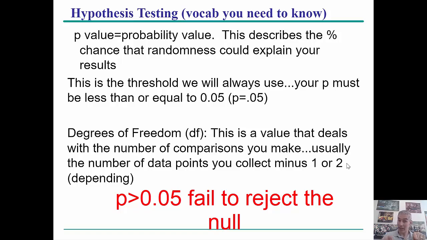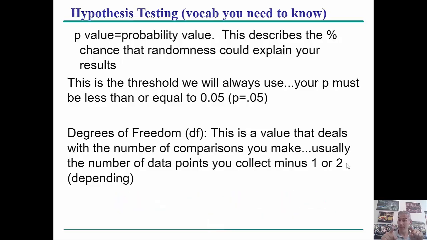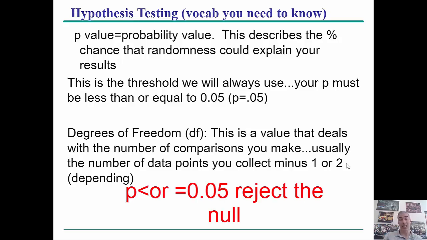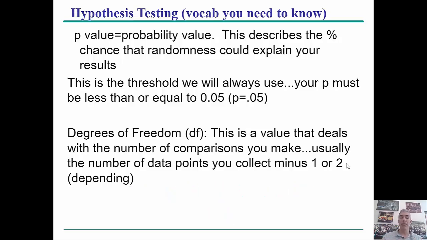And remember, what's a null hypothesis again? No effect, right? There's no effect of the independent variable on the dependent variable. When your p is less than 0.05, we can say that there's a significant difference. We can say that there is an effect. Notice I didn't say prove anywhere. Don't say prove, okay?